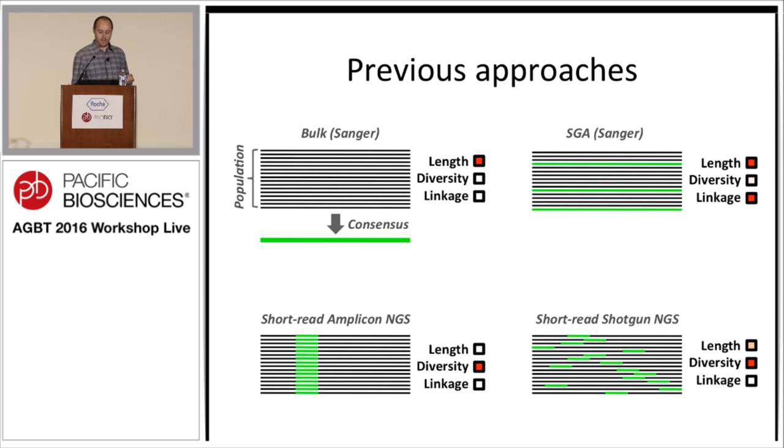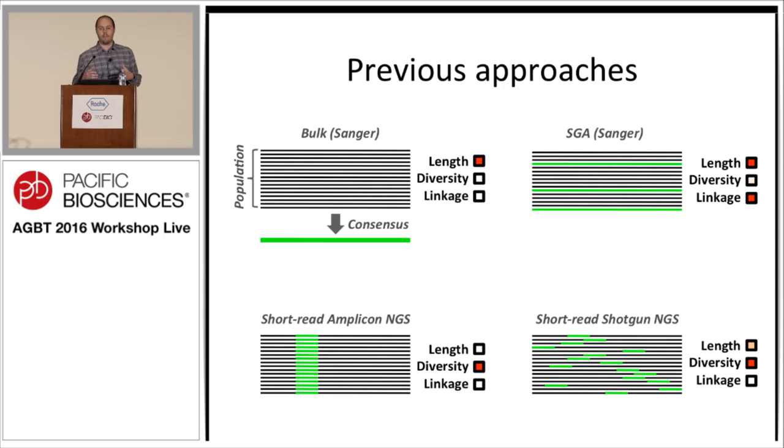So up on the top left, you have the bulk Sanger approach, where you get a consensus sequence for everything. And then on the top right, you have single genome amplification, where you do serial dilutions and amplify them up separately. That's really great, but you get a handful of reads for an arm and a leg. And then on the bottom left, you have the short read amplicon next generation sequencing approach, where you sample one small slice of the gene in a lot of depth.